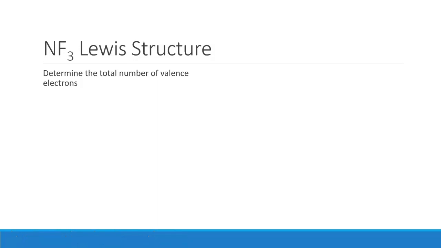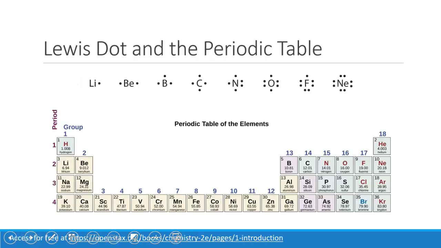Next we have NF3. And remember that the first step is to determine the total number of valence electrons, which you get from the periodic table. And this time we're looking at nitrogen and fluorine. Nitrogen on the periodic table is here in group 5A, which means that it has 5 valence electrons. And fluorine is in group 7A, which means that it has a total of 7 valence electrons.